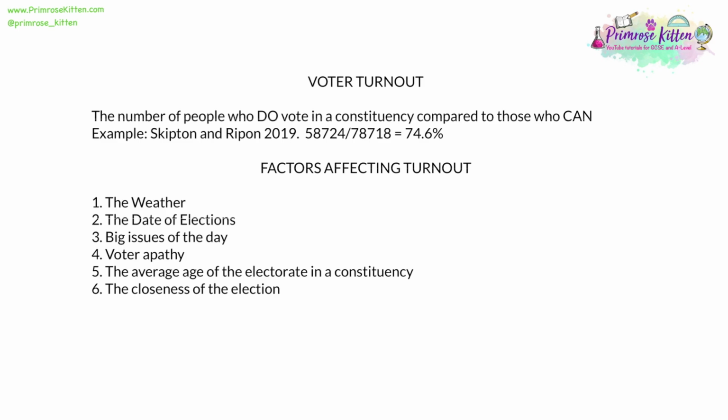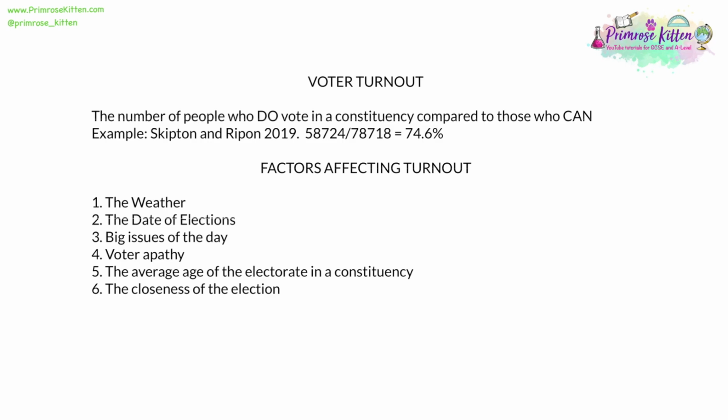Voter turnout is the number of people who do vote in a constituency compared to all of those who can. To take an example, in the Skipton and Ripon constituency at the 2019 general election, 58,724 people of a possible 78,718 voted. This is a turnout of 74.6%, which is quite high.